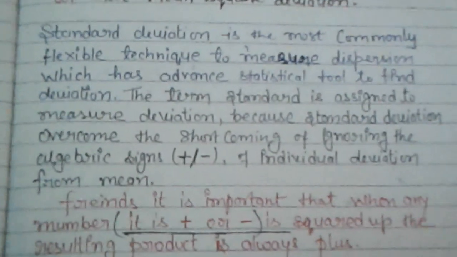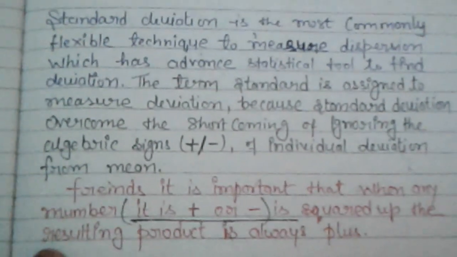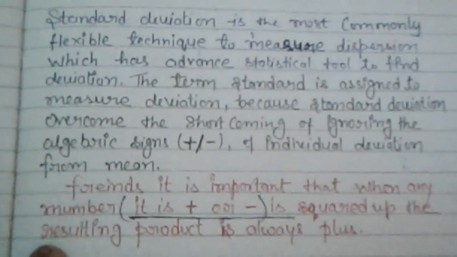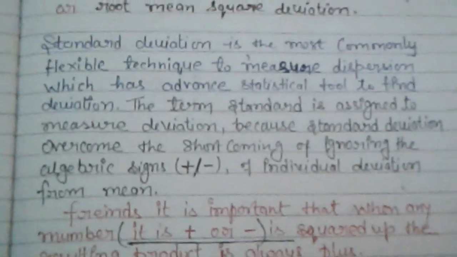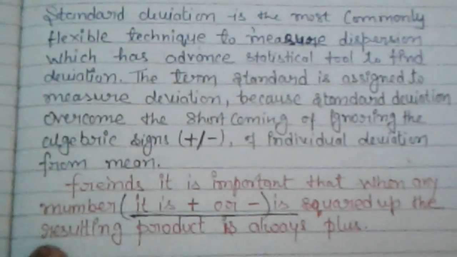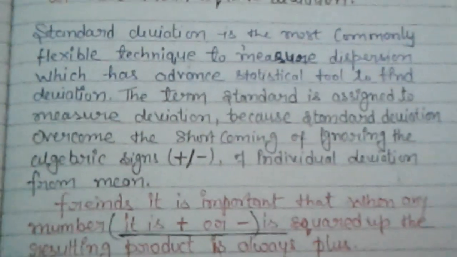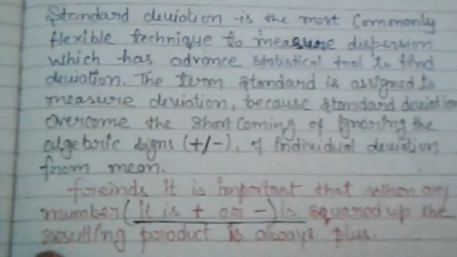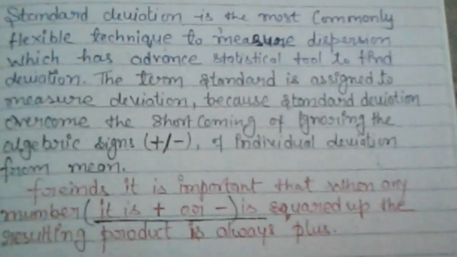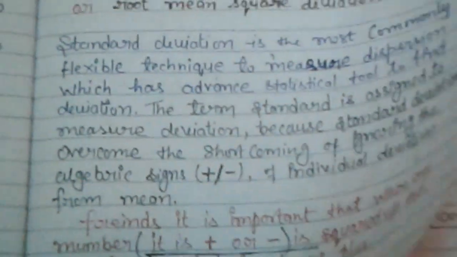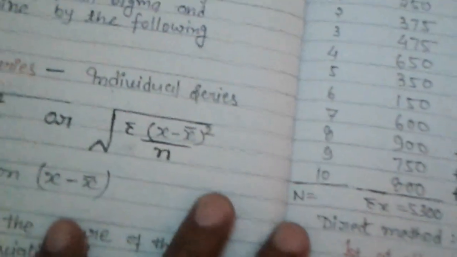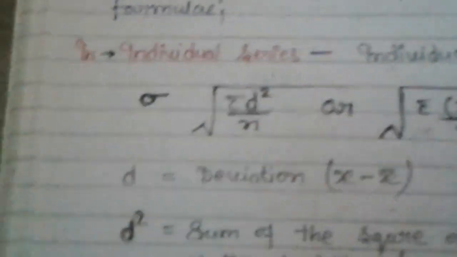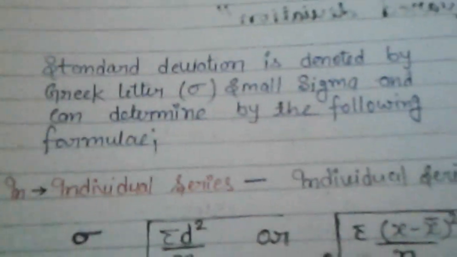Friends, it is important that when any measure, whether plus or minus, is squared, the resulting product is always plus. For that reason, we say it is standard deviation. Let me start with an example.